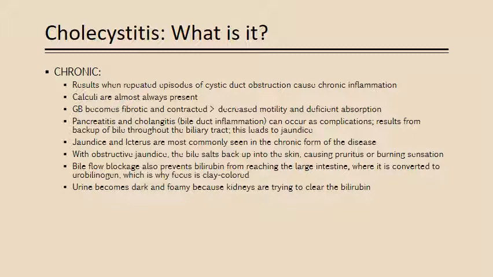Bile flow blockage also prevents bilirubin from reaching the large intestine, where it is converted to urobilinogen, which is why the feces is clay-colored. Urobilinogen is what causes our stools to be brown, and if it can't get there, it doesn't get turned brown, so it stays clay-colored. Urine becomes dark and foamy because the kidneys are trying to clear the bilirubin. Interesting, huh? Kidneys are doing what they're trying to do.